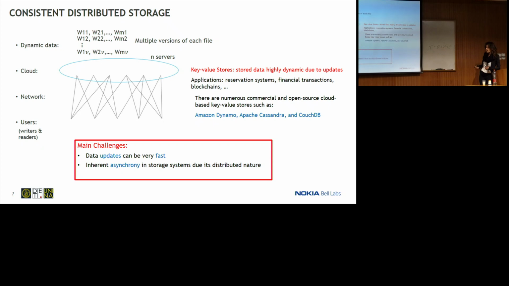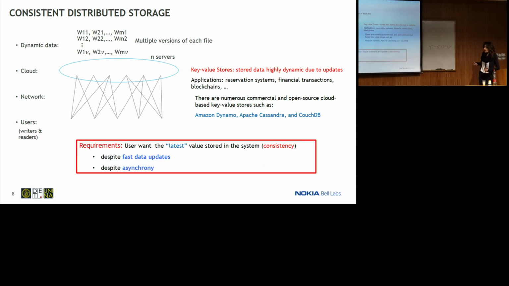The first one is definitely that data updates can be very fast. Think, for example, of classical next generation services, IoT applications, financial trading, blockchain. Also, the fact that there could be highly dynamic data brings an inherent asynchrony in the storage systems due to their distributed nature, in the sense that servers could actually not be located in the same data center, but geographically distributed. This implies that a new version of a file could not arrive at all the servers in the system at the same time.